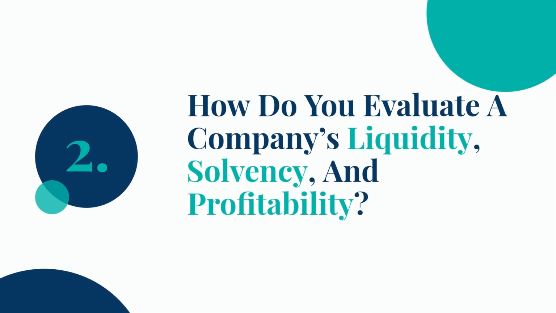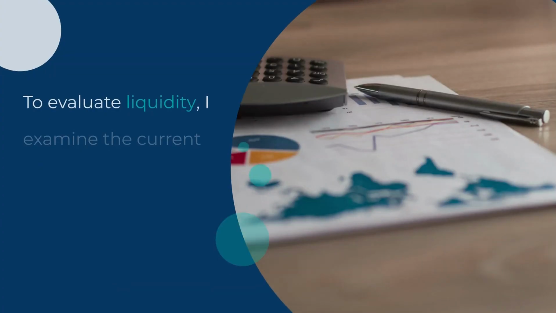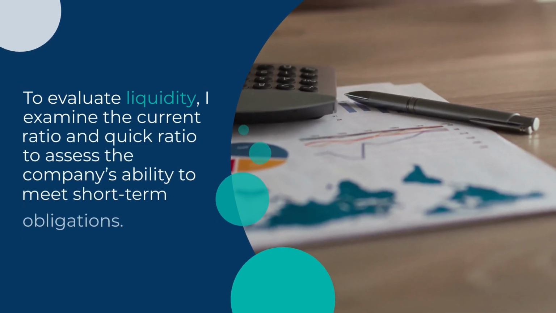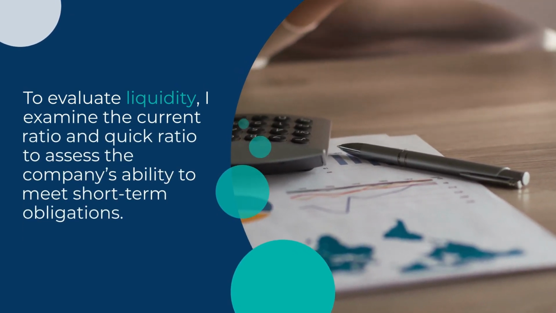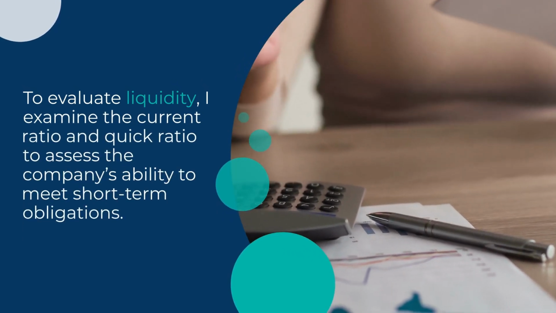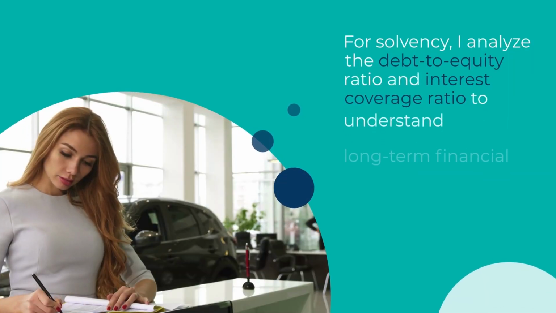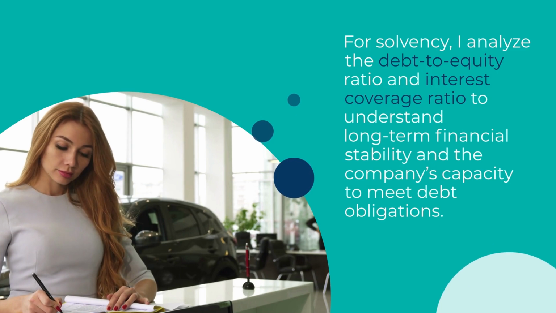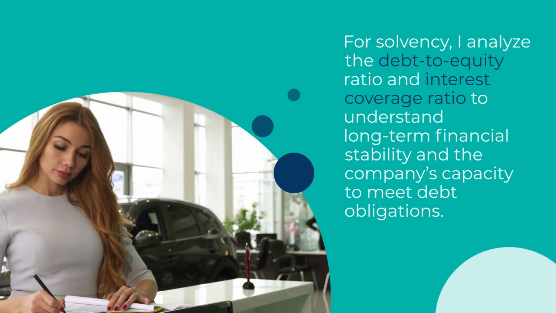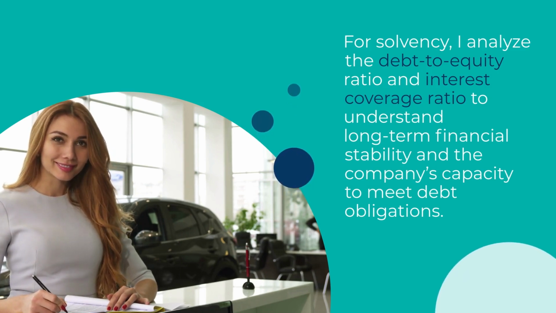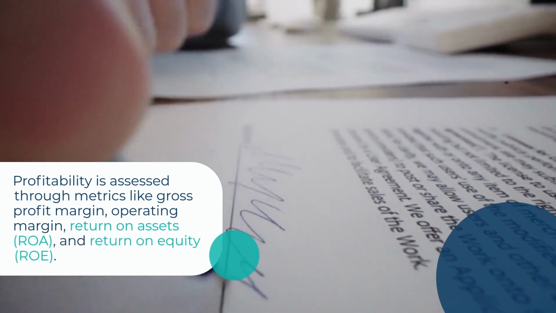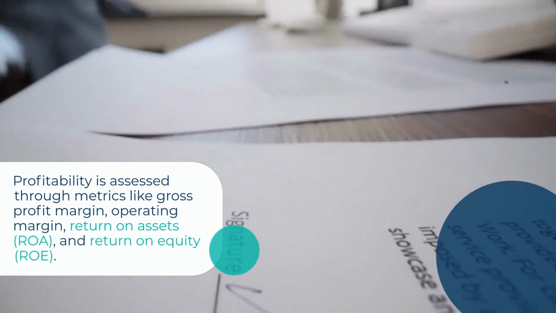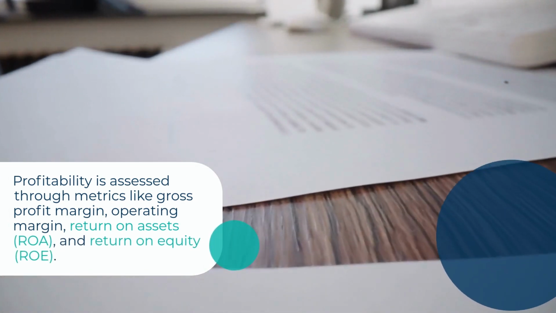2. How do you evaluate a company's liquidity, solvency, and profitability? To evaluate liquidity, I examine the current ratio and quick ratio to assess the company's ability to meet short-term obligations. For solvency, I analyze the debt-to-equity ratio and interest coverage ratio to understand long-term financial stability and the company's capacity to meet debt obligations.